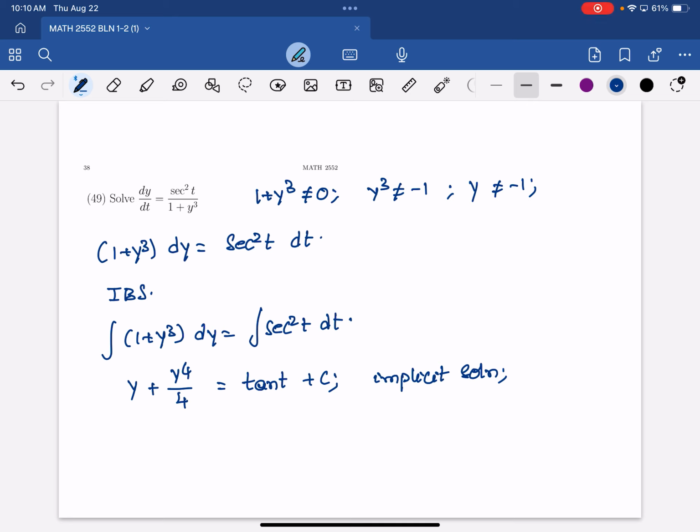Easy, right? You will definitely see a problem on variable separable on the quiz, on the midterms, on the final. So one question down. How complex? That's a different story. We'll address it when we get there.